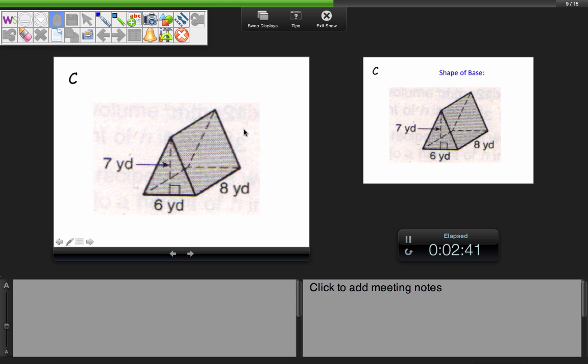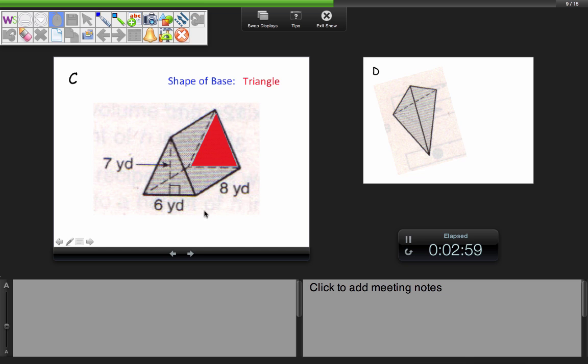Alright, what is the base? Just rectangle. I heard rectangle and I heard triangle. Which one is the same the whole way through? Oh, triangle. Alright. You were right. This triangle in the front is the same all the way through. The base is the one that if I sliced it vertically, it would come out the same.